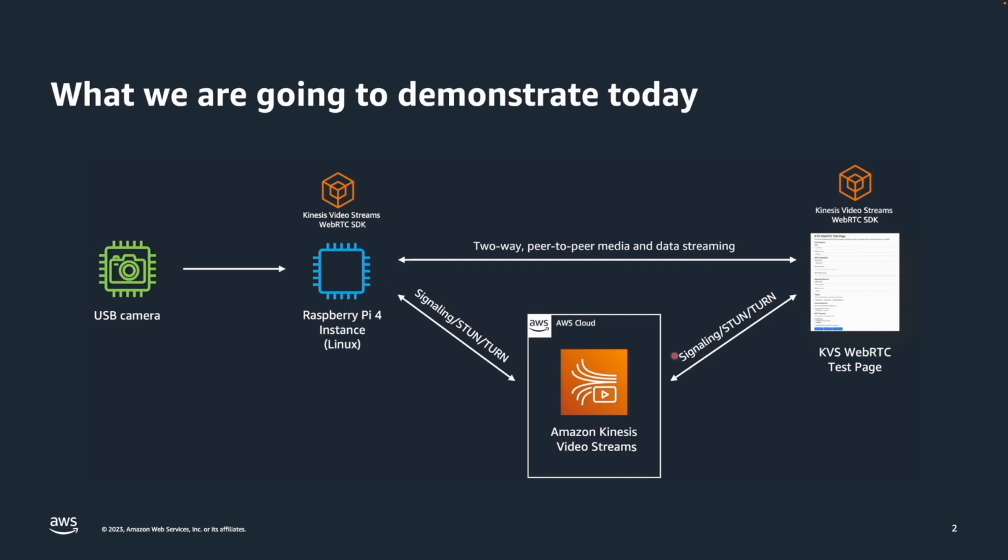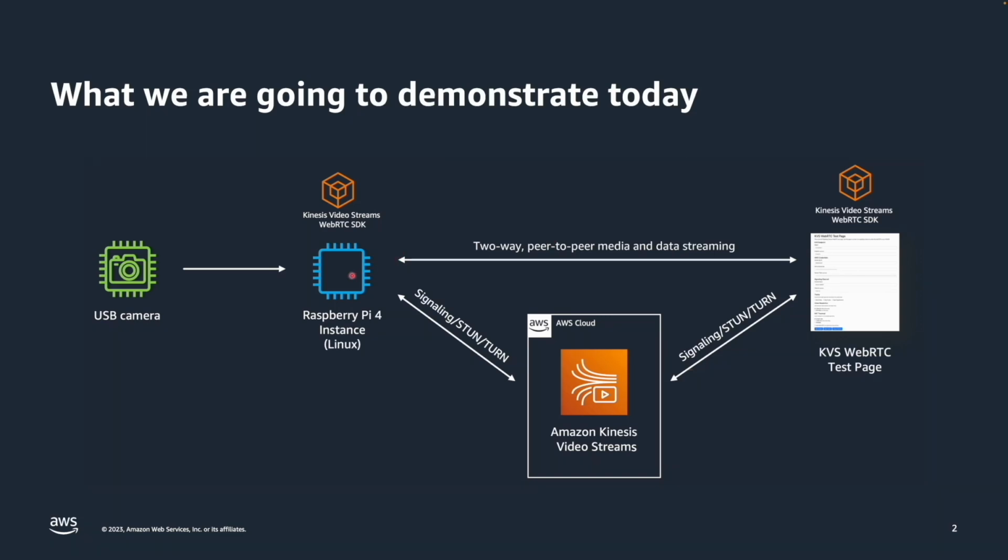Also very important for today's demonstration is that we are going to cover just the one-directional flow going from the USB camera to the Raspberry Pi, reaching the test page in terms of video. This use case is very similar to that of a doorbell camera, where customers are interested to see who is on the other side of the door, and in that case the doorbell camera is streaming exactly in one direction.